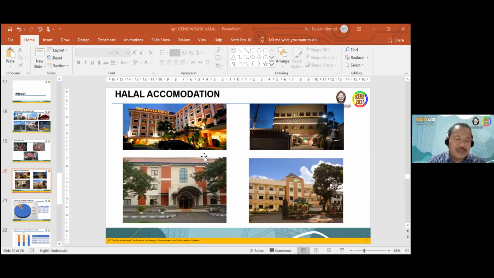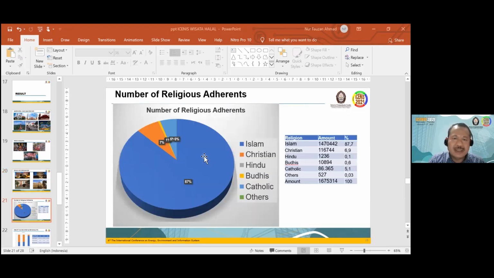The knowledge of the public on tourism about the concept of halal tourism is quite low.